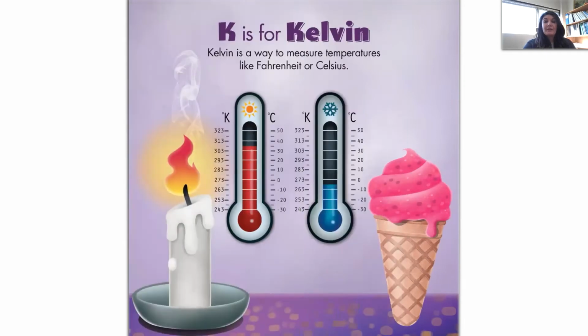K is for Kelvin. Kelvin is a way to measure temperatures like Fahrenheit and Celsius. Fahrenheit and Celsius are usually what you read on a thermometer. Boiling point for water is 100 degrees Celsius. Freezing for water is 0 degrees Celsius or 32 degrees Fahrenheit. They mean the same thing, but they're just different numbers, just like Kelvin.